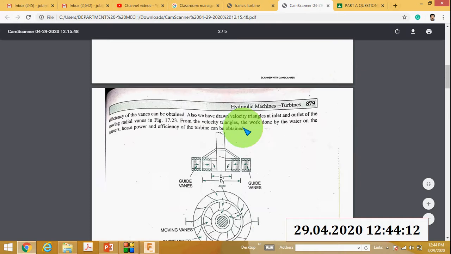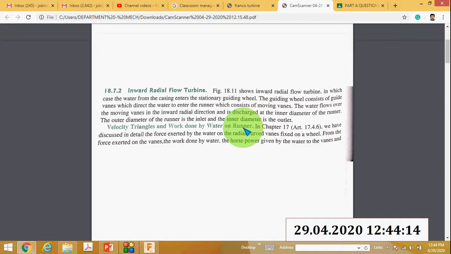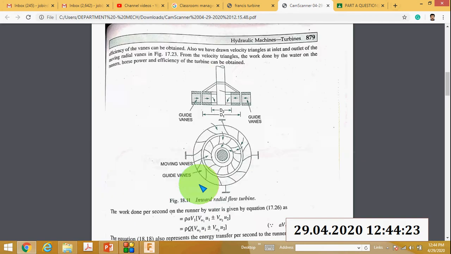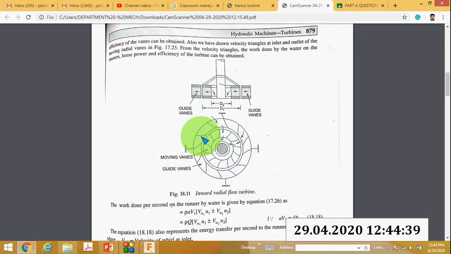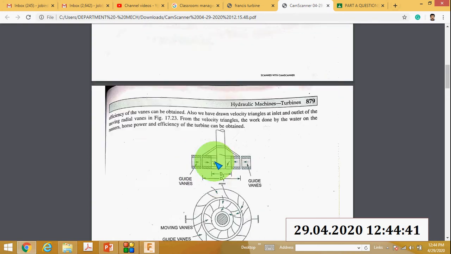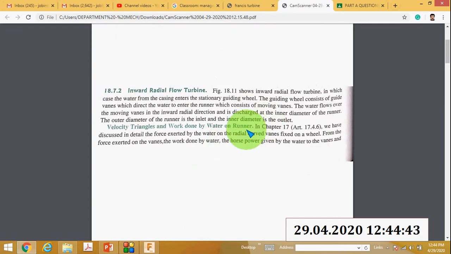So what do you mean by inward flow turbine? Here I will show you the picture of an inward radial flow turbine. You can see here these are the guide vanes, and here these are the moving vanes. So two sets of vanes are there, guide vanes and moving vanes.